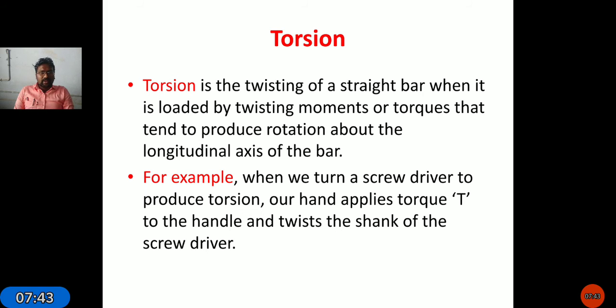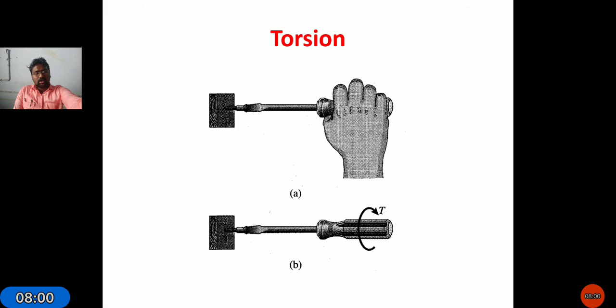For example, when we turn a screwdriver, what happens? To produce rotation, we apply a rotational force at a certain distance. Our hands apply torque to the handle and twist the shank of the screwdriver. Observe, we are applying some amount of force with our hands to the center of the axis of the screwdriver. By multiplying the force by the distance, we are applying a twisting moment. That twisting moment is known as torsion.